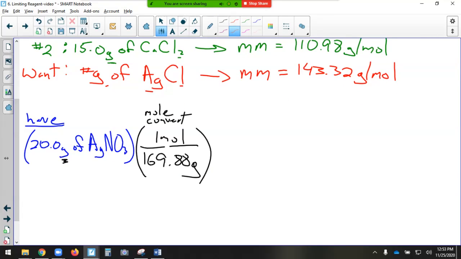So as I go, I'll cancel units out. So my grams will cancel. And so at this point, technically, I would just have moles of silver nitrate. So now that I have moles of silver nitrate, I can do the mole ratio.